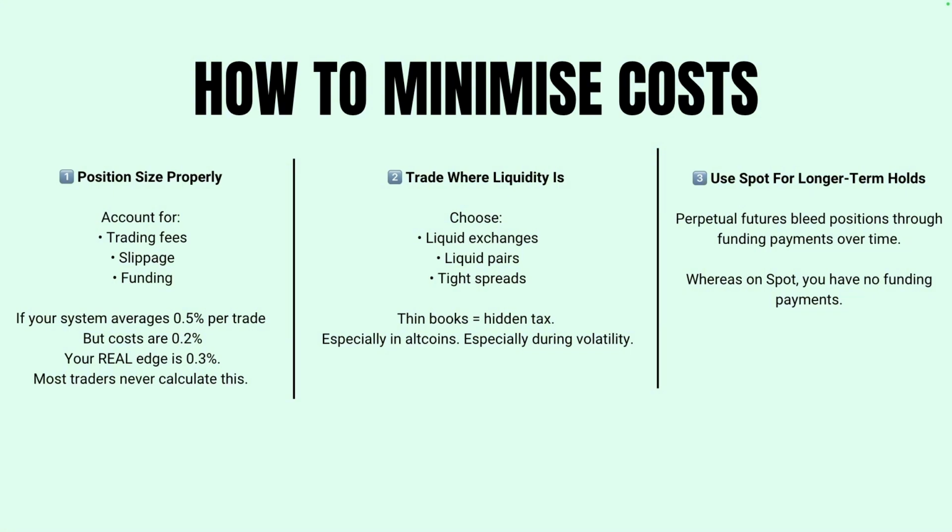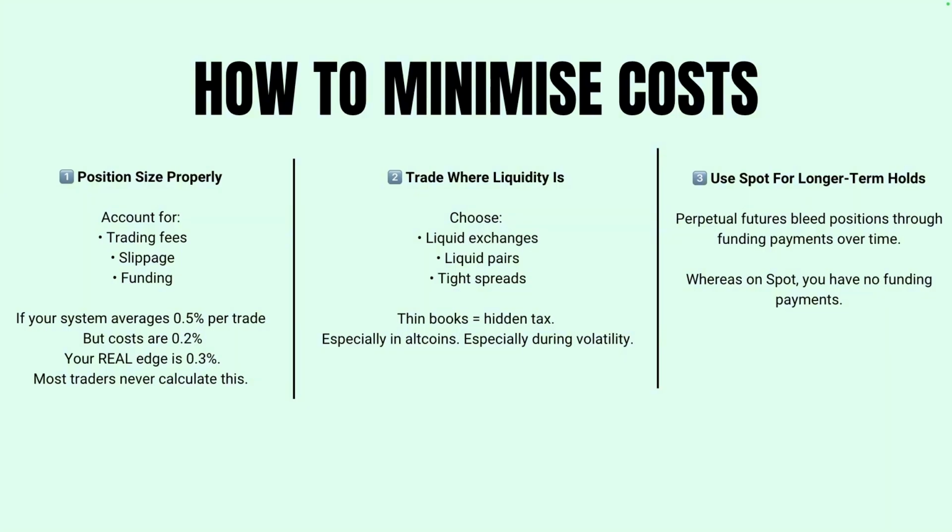Number 2, trade where liquidity is. Choose liquid exchanges like Binance, like Bybit. Choose liquid trading pairs like Bitcoin and the majors. Choose the exchanges and the times where volume is at its highest, because that's when you're going to get the best spread. Thin books are a hidden tax in crypto, and especially in altcoins, especially during volatility when those books are very thin. So understand it and make sure you account for it.